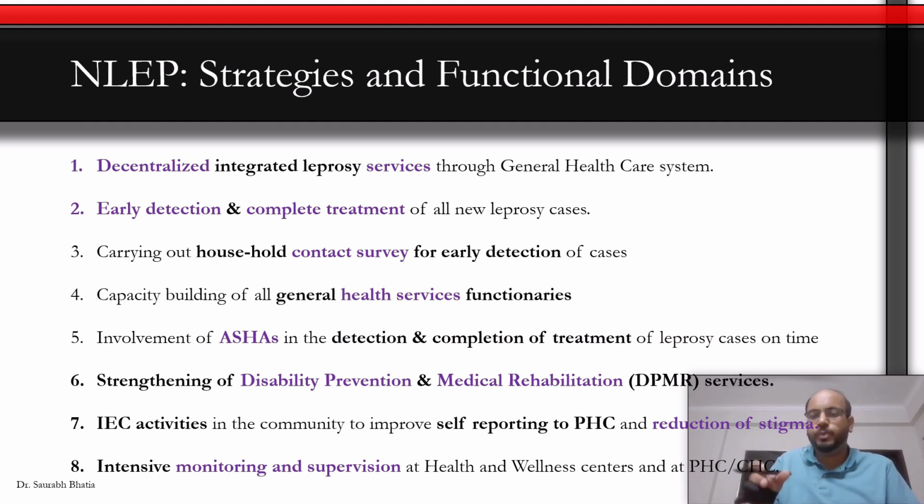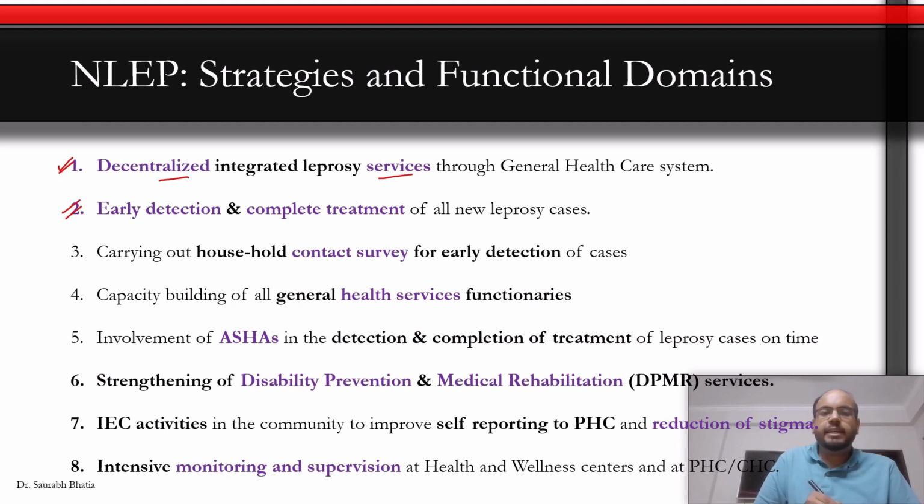Strategies and functional domains. Domains means area, sector in which you have to work. So we have 8 domains. The first is decentralized integrated leprosy services. What is decentralized? Centralized means everything comes from the central government, so a person with Hansen's has to go to a central hospital, has to write to central authorities so that they can get services. But decentralized means that even state level, village level can give those services and those medications.